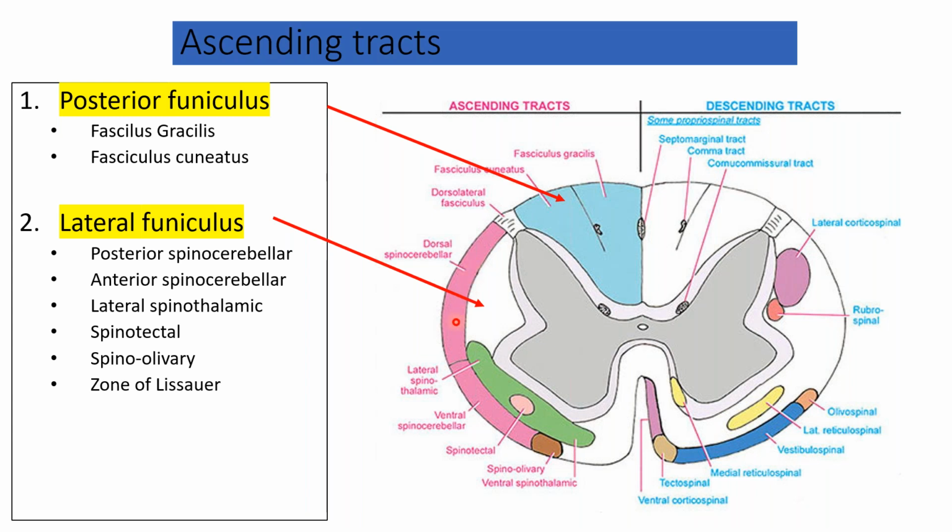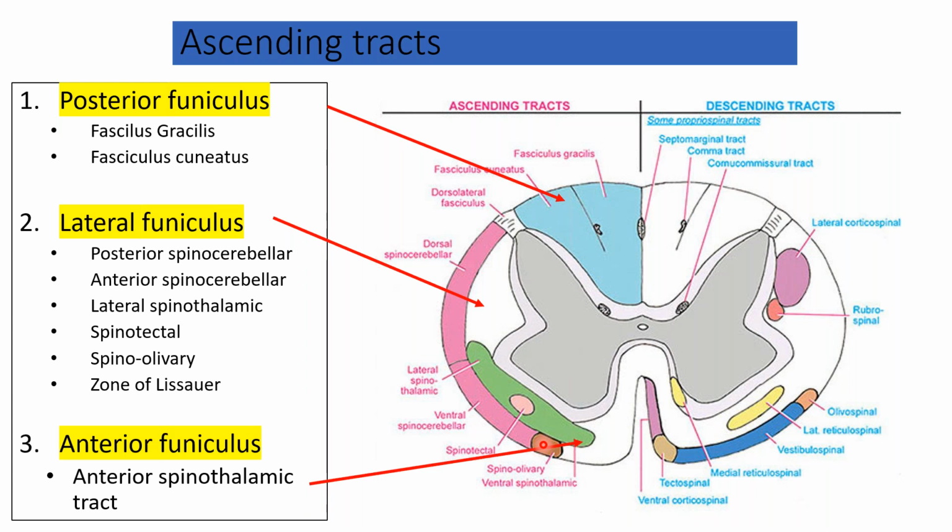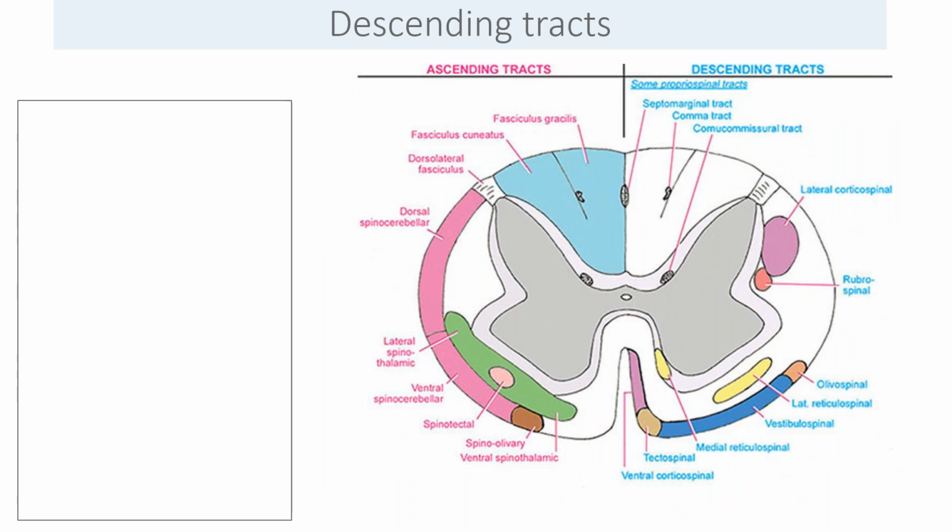If we start, this is the posterior spinocerebellar, the anterior or ventral spinocerebellar, and then inner to it, this is the lateral spinothalamic, the spinotectal and the spino-olivary tract. And in the anterior part, this is the anterior funiculus area, which carries the anterior spinothalamic tract. So the tracts can be divided according to their location into these classifications, and according to the sensation type that I have already described, the ascending tracts can also be classified.